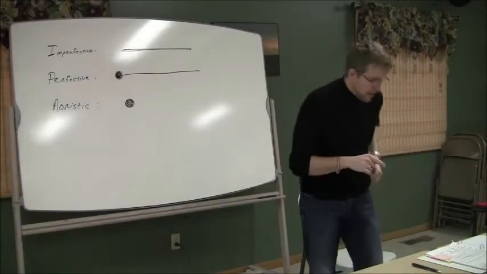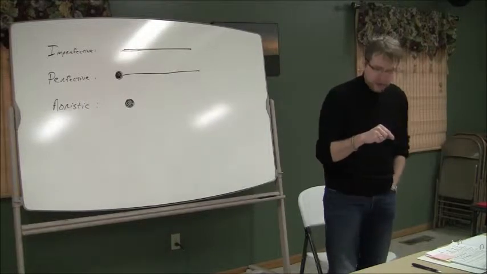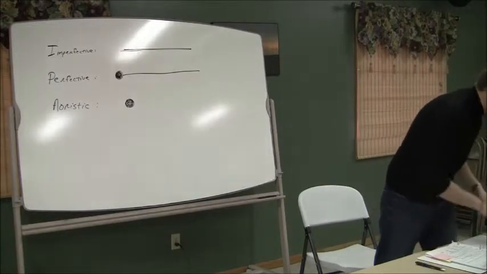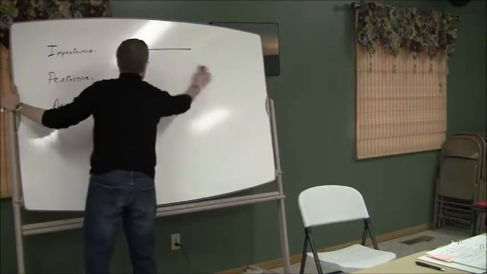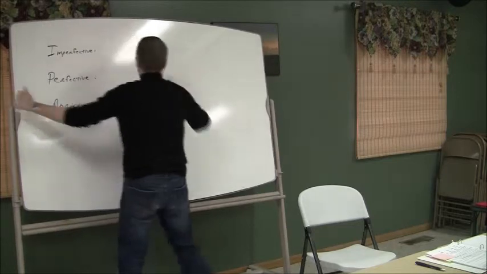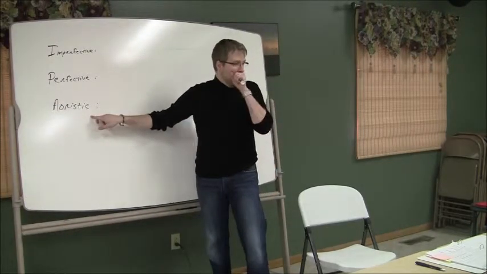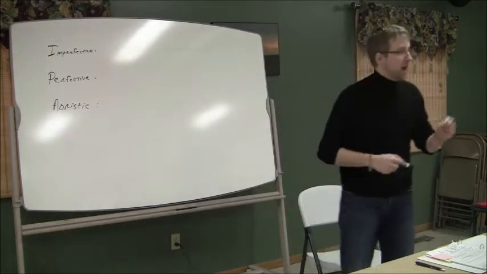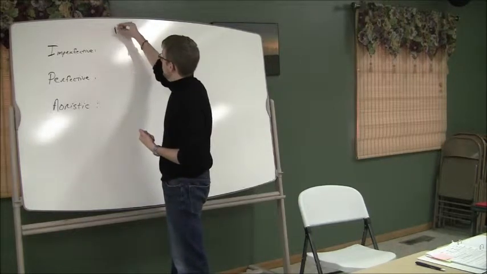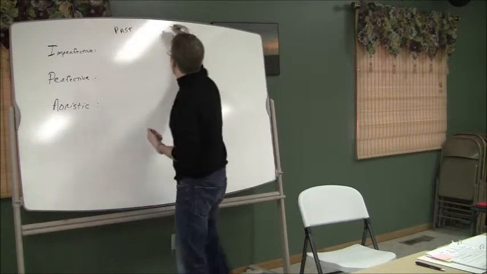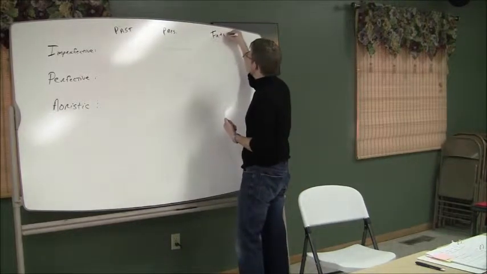So, now if you guys look down below, what I've done now, this is where it gets a little bit confusing, but I'll draw this out for you guys. So, we have the imperfective, perfective, and aoristic, right? But we also have the time of action, right? And what are the three times that we have? Past, present, future.